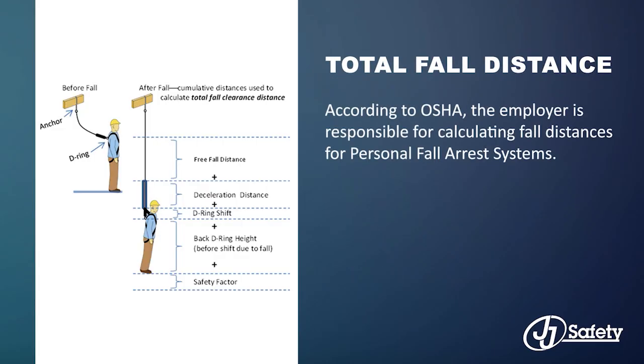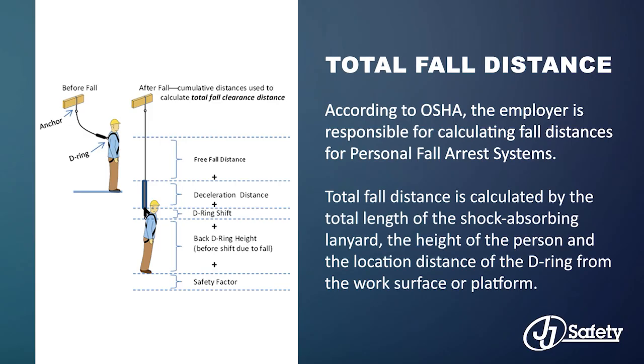According to OSHA, the employer is responsible for calculating fall distances for personal fall arrest systems. Total fall distance is calculated by total length of shock-absorbing lanyard, the height of the person, and the location distance of the D-ring from the work surface or platform.